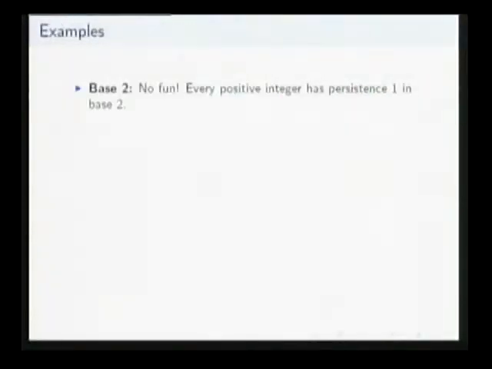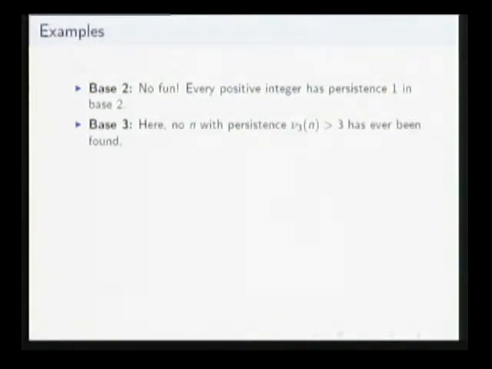First of all, in base 2, there is absolutely no fun in this problem. If you take a number and write it in base 2, you will have a string of 1s and 0s. If there is a 0 somewhere, the product is already 0 and the process stops. If you only have 1s, the product is 1 and the process also stops. So every number has persistence 1 in base 2. So the question asked by Sloane has a positive answer in that case. So it's no fun.